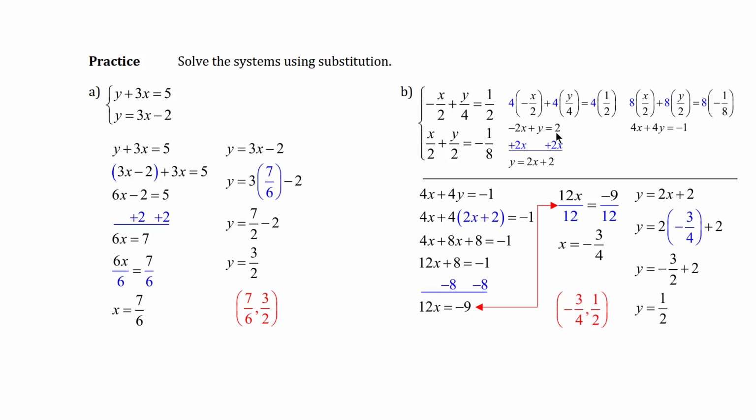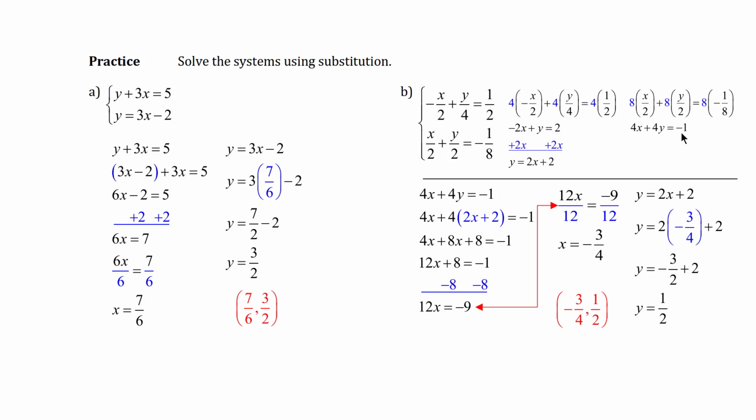Next, we get rid of all the fractions in the second equation by multiplying all of the terms by the LCD of 8. We get 8 times x over 2 plus 8 times y over 2 equals 8 times negative 1 over 8. Simplifying the left-hand side, 8 times x over 2 is 4x. 8 times y over 2 is 4y. And on the right-hand side, 8 times negative 1 over 8 is negative 1. The result is 4x plus 4y equals negative 1.